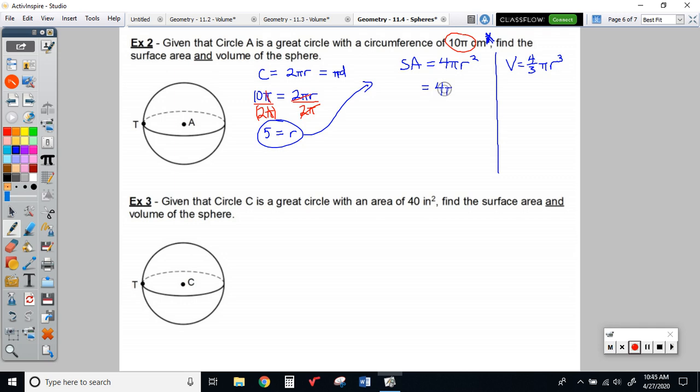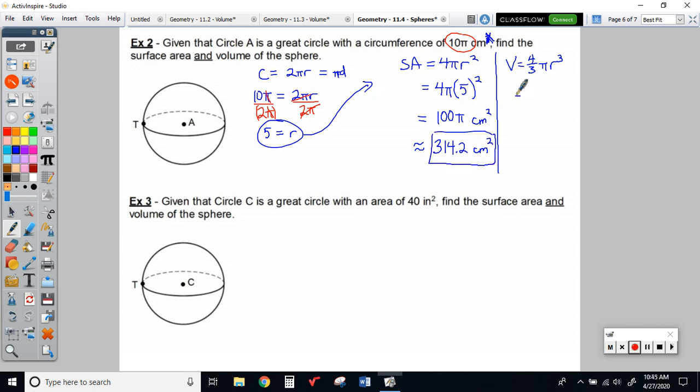We've got 4 pi times 5 squared. 5 squared is 25, times 4 is 100. We've got 100 pi. And units on this one would be centimeters squared for an area, or 314.2 centimeters squared rounded off to the nearest tenth.